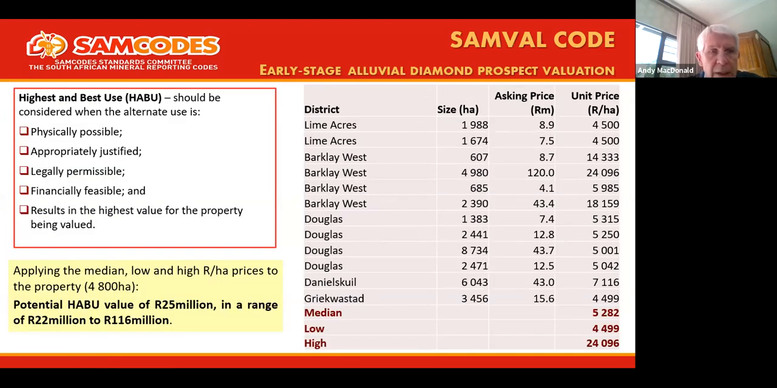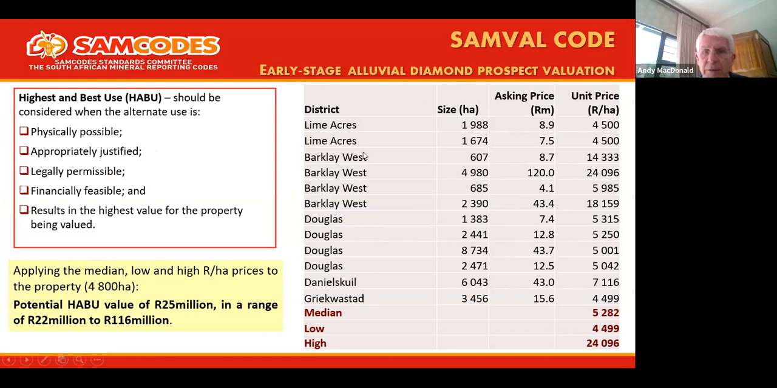Then if we talk about highest and best use, Vaughan mentioned this earlier as well, there are 5 considerations you have to weigh to say, is this a viable method to use? Physically possible, appropriately justified, legally permissible, financially feasible, and results in the highest value for the property being valued.